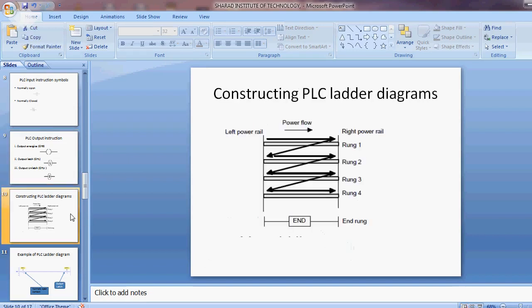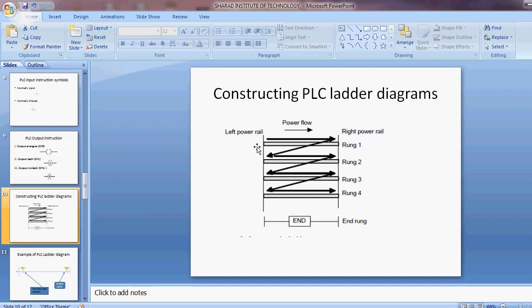Then next, how to construct PLC ladder diagrams. First of all, we focus on the ladder. Ladder means, as you know, two vertical lines and a number of horizontal rows. In PLC ladder diagrams, the two vertical lines are called power rails, and the horizontal lines are called rungs. In the power rails, the current flows from left to right. That's why the input modules are on the left hand side and the outputs are on the right hand side.